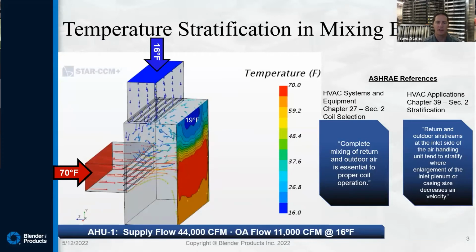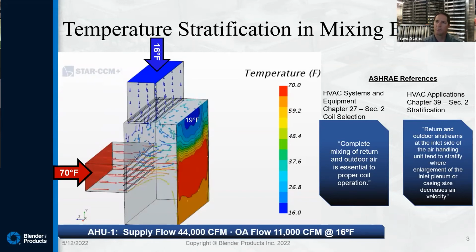So what you see here is a CFD simulation on the lower right, and ASHRAE references on the lower left referencing stratification. I won't reference those sections in those materials. But what you'll see is outdoor air enters from the top, and return air enters from the back in this particular case. This particular AHU has 44,000 CFM and a 25% outdoor air requirement. You can see the streamlines for each stream. They bounce off each other and stratify inside that plenum.